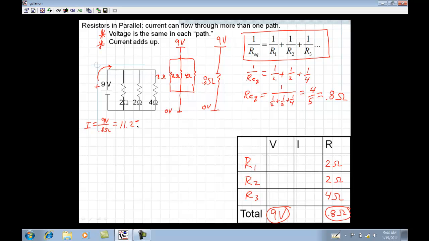11.25 amps. Okay. So we're going to plug that in here, my current, 11.25 amps. Okay. All right. So that's the current that's coming out of my 9-volt battery. Out of my 9-volt battery, I got 11.25 amps coming out.